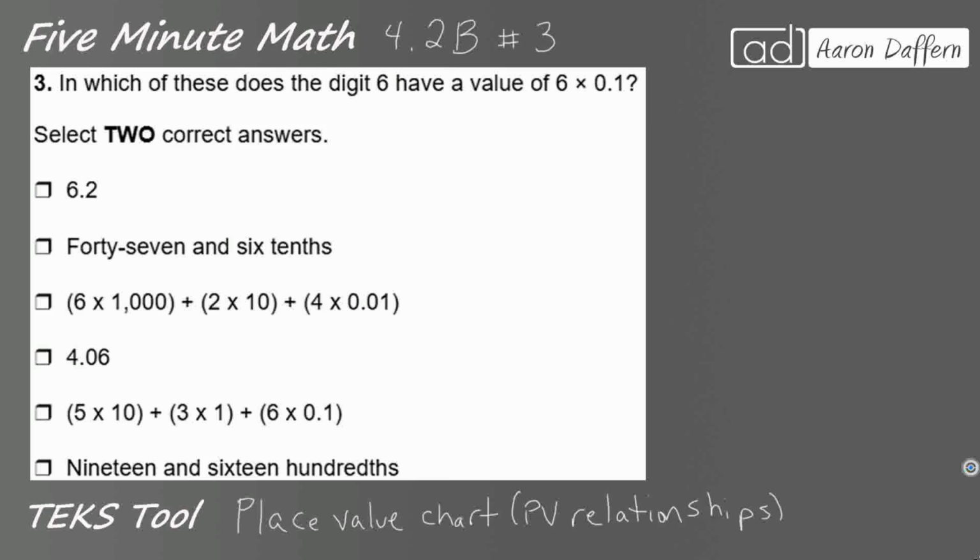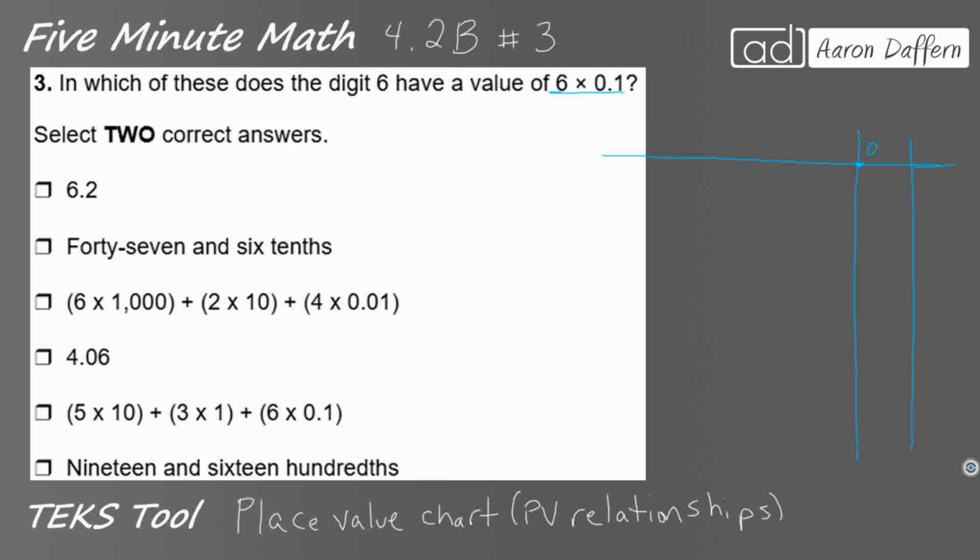So we need to find two correct answers in which we find a number or a representation of a number in which the digit 6 has the value of 6 times 1/10. And so what I'm going to do is draw a place value chart, and it looks like my numbers do go to the hundredths, so I'm just going to make it go to the hundredths as well. And I'm just going to write all these numbers in here.